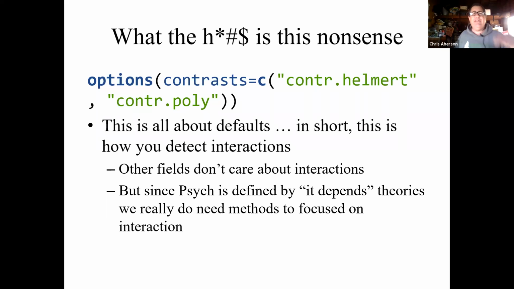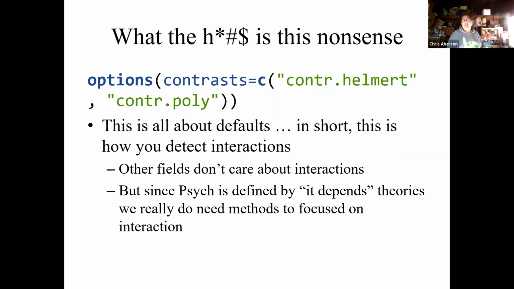All right, this stuff. Options, contrast, Helmert, contrast, poly. This is all about the defaults in R. This is how you would need to set up ANOVA to detect interactions. Other fields don't care about interactions. So in a lot of applications where you're using ANOVA, like maybe experimental economics or something like that, they don't really care about interactions. They don't have that kind of it-depends theories that we do. So we really do need methods that are focused on interactions.